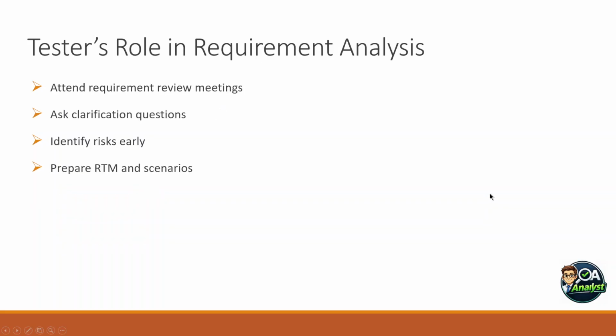During requirement analysis, testers attend requirement review meetings, participate in agile grooming sessions, ask clarification questions, identify testability issues, start preparing the RTM, the requirement traceability matrix, and start drafting test scenarios. A tester's mindset during this phase should always be: what can go wrong here?